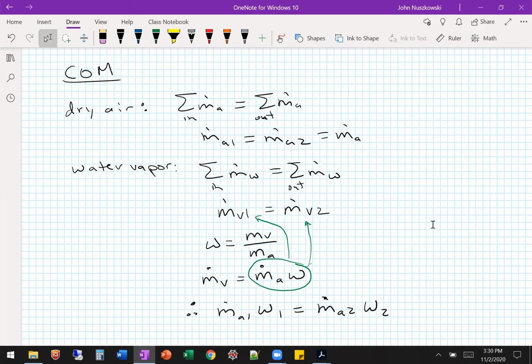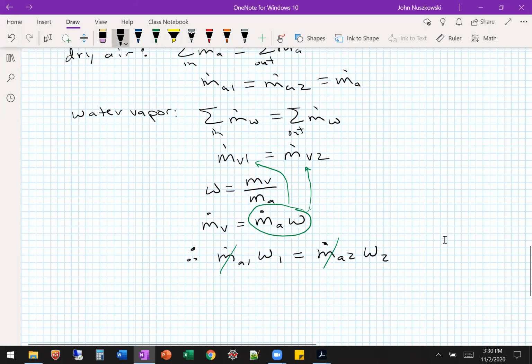Mass A times W1 minus W2. Oh, other way around. Well, no, these can't. The mass flow rate of air is the same, so they cancel out. So then we just have the specific humidity is the same. Okay.